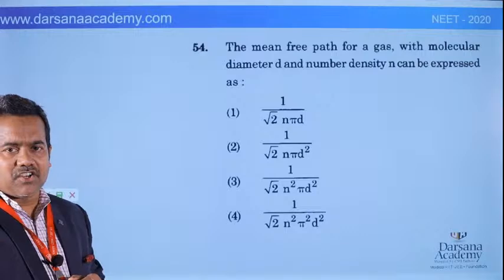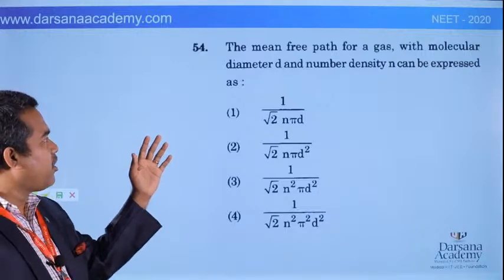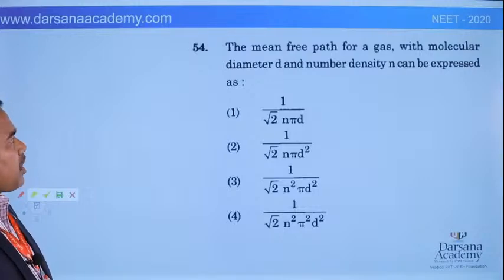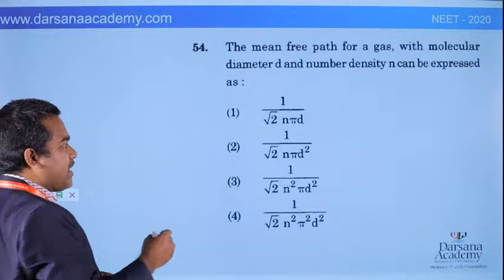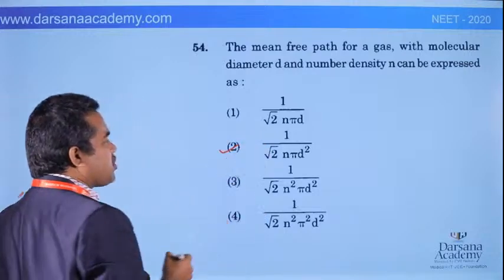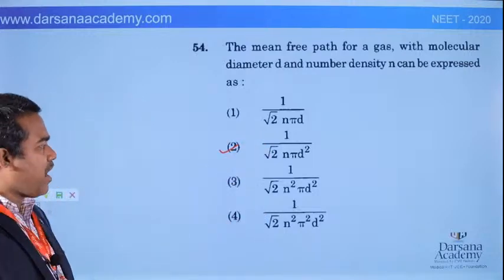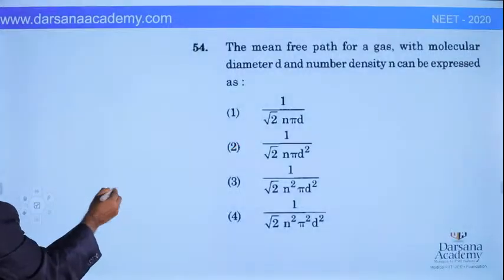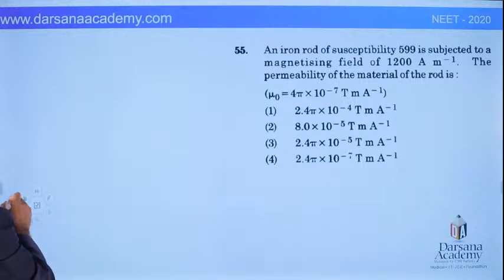The direct question is from kinetic theory of gases. The mean free path for a gas with molecular diameter d and number density n can be expressed with a simple direct relation as 1 by root 2 n pi d square. So that is a good question. And we can go to question number 55.